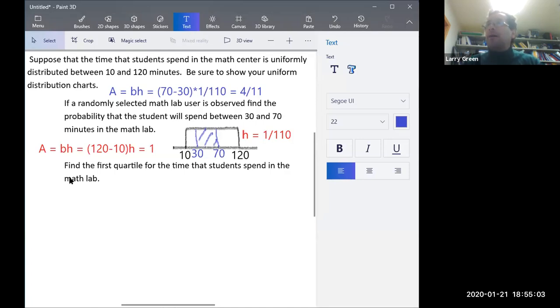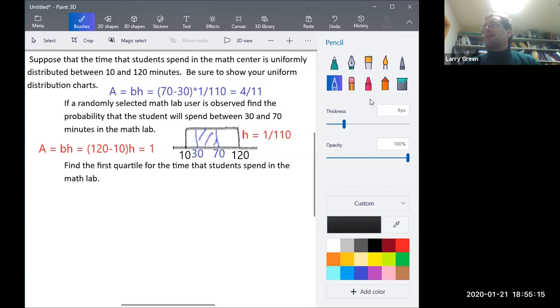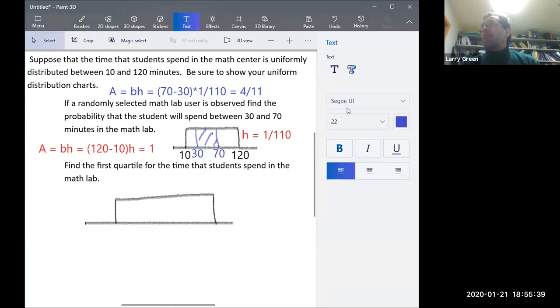All right, now let's look at the next part. The next is find the first quartile. Who remembers what first quartile means? Yeah, it means that 25% is at or below that value. So let me remind you, I'm just redrawing the picture because we need to do that. So again, we went from 10 to 120. It's the same rectangle. Okay, so I want to redraw the picture.